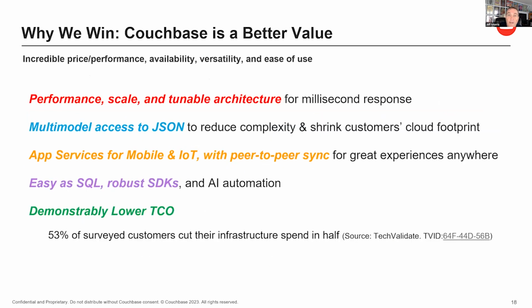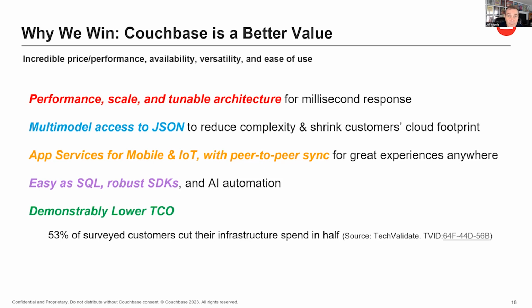As I wind down here, what is the real driver behind this? Well, the number one reason why customers pick us, why Couchbase wins all the time, is performance, then it's scale, and the tunable architecture that we offer. Then they love the flexibility of JSON, and that's what they were seeking. But they also use us and Capella App Services for mobile and IoT deployment, because we have an embeddable mobile client that supports peer-to-peer synchronization. We're as easy as SQL.